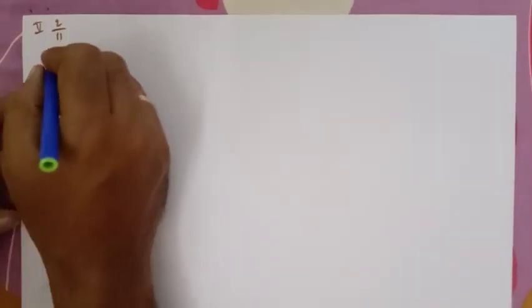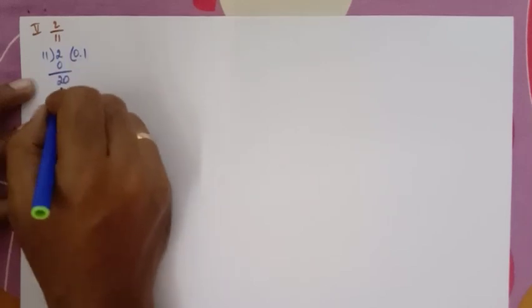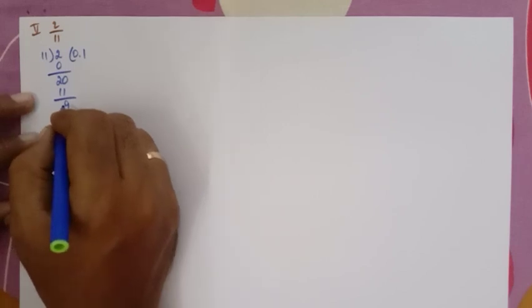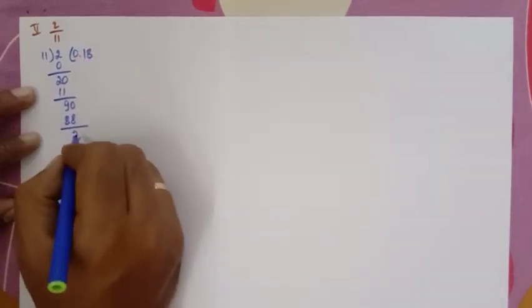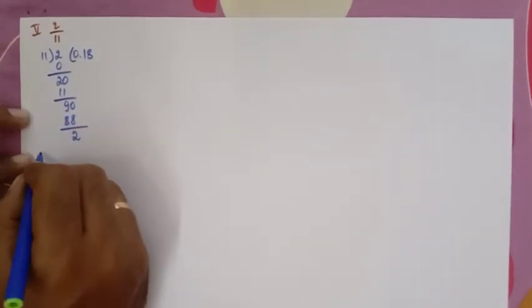Fifth one is 2 by 11. 2 divided by 11. 11 zeros are 0. 2 is there. Decimal point. So we will get 0. 11 ones are 11. So the remainder is 9. So 0 here. 11 eights are 88. So 2 is the remainder. So here also we have the 2. Yes, right.